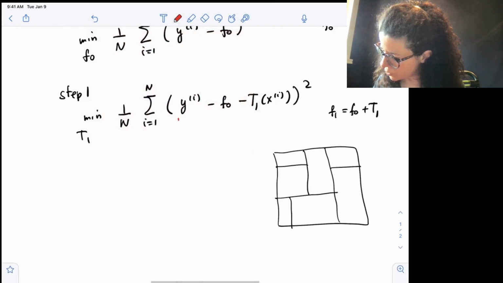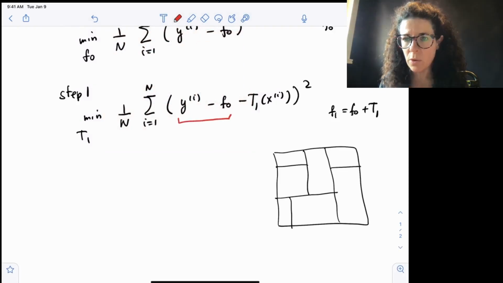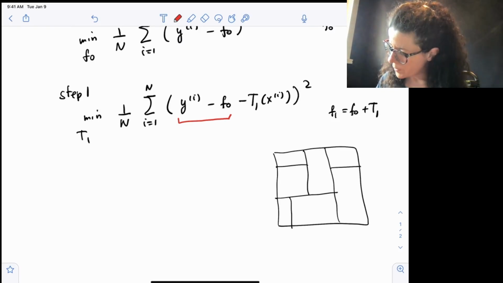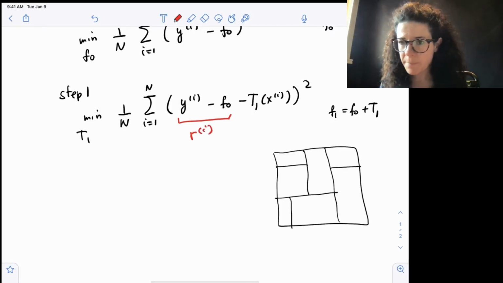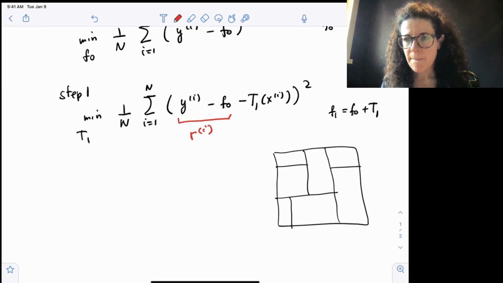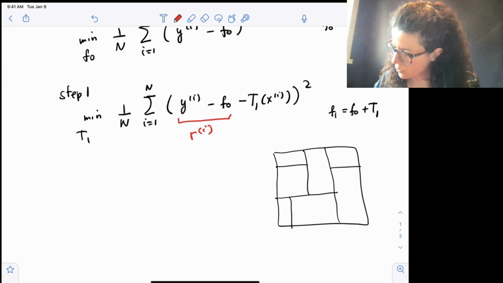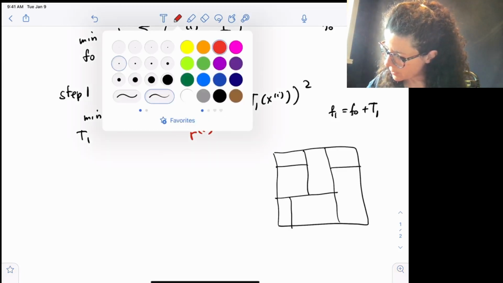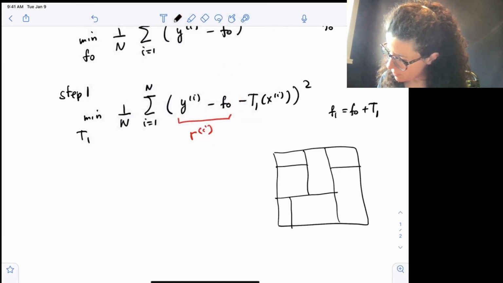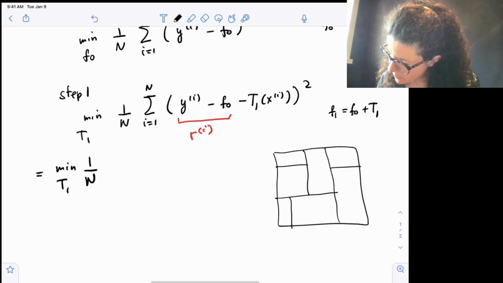But let's look at this more carefully and understand. So what is this? What do we call this? If you remember, this is the residual after step 0, right? So this is the residual for step 1. So we call this Ri. So really what we have here is that we are trying to find t1 that minimizes this.